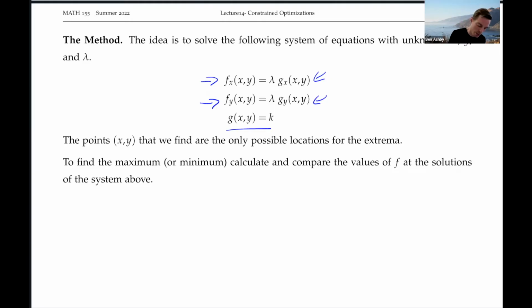Essentially we have three equations that we need to solve so that we can find x, y, and lambda. x and y are going to be the point where our maxima or minima occurs, and lambda is going to be our Lagrange multiplier. We can find all possible locations for our extrema by solving these equations, and we can then use those values to calculate what the actual maximum or minimum value is.